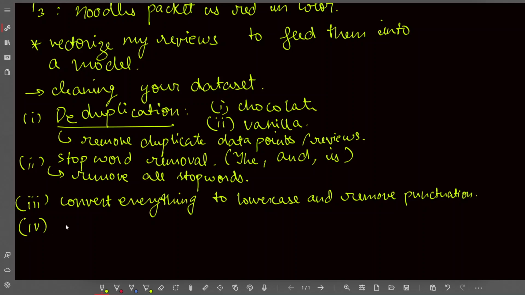The fourth step is called stemming. Okay, stemming. Now, what is stemming?